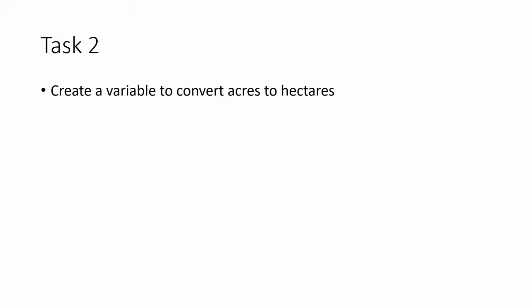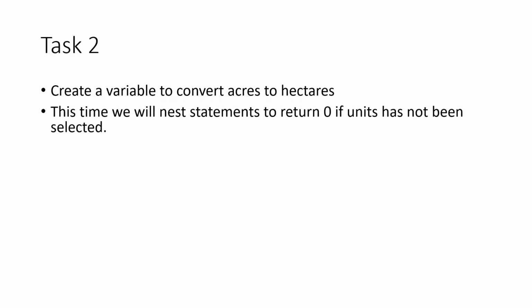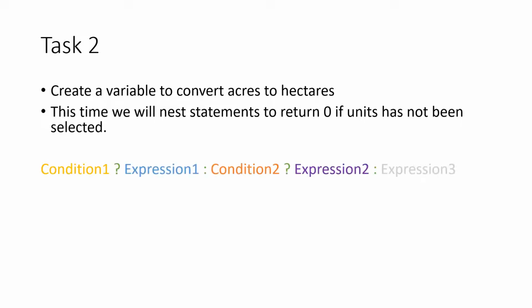For today's second task, we're going to create a variable to convert some land plot sizes from acres to hectares. This will be a little bit more complicated than our previous task because we're going to nest some if statements inside one another. And we'll be returning a 0 if there's been no unit selection, that is acres or hectares hasn't been selected. So here's an example of how we're going to do it. We'll walk through this piece by piece to make it a little clearer.